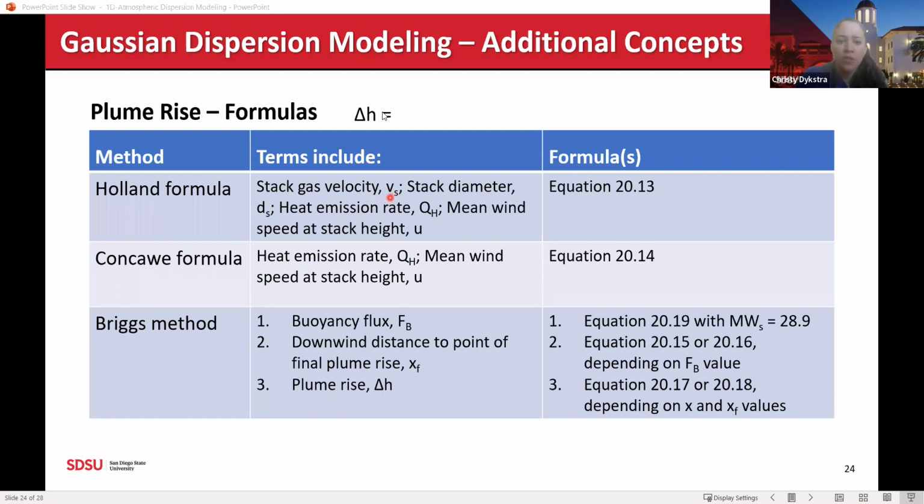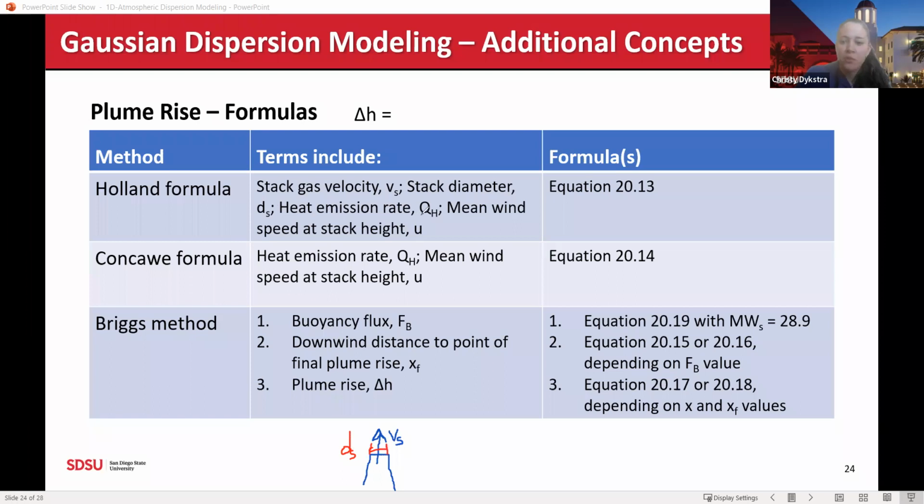In this case, let me just draw quickly here. So we have the top of our stack here. There's some velocity that gas has as it's coming out that's due to the flow rate of that gas. This is Vs, our stack gas velocity in the upward direction. This is what contributes to the momentum force. Then we have stack diameter. That's going to be right at the top here. This distance, that's our ds. So that's our stack diameter.